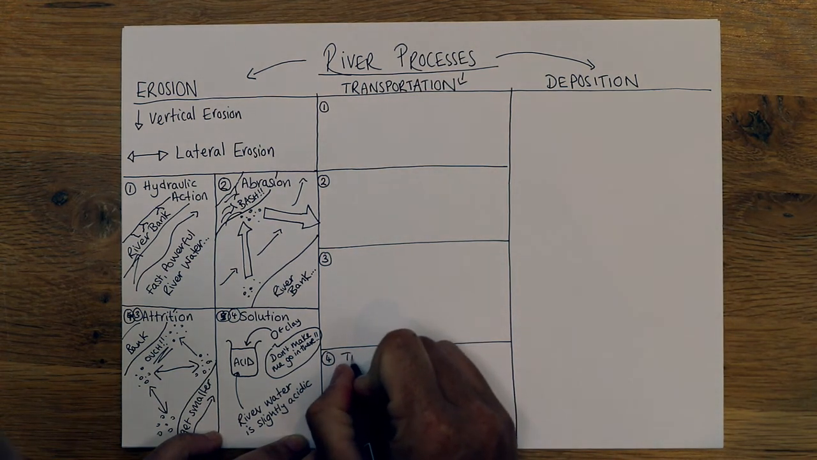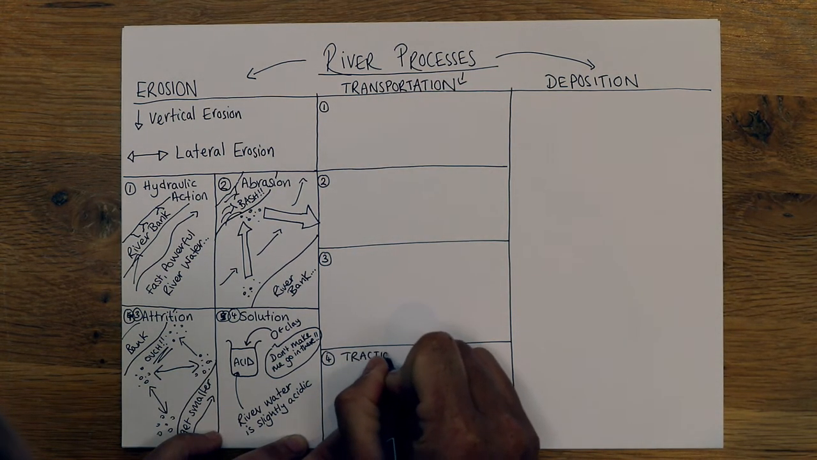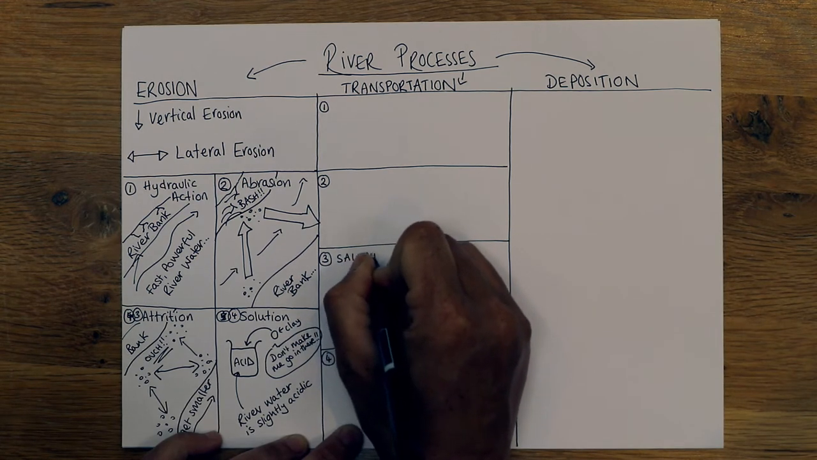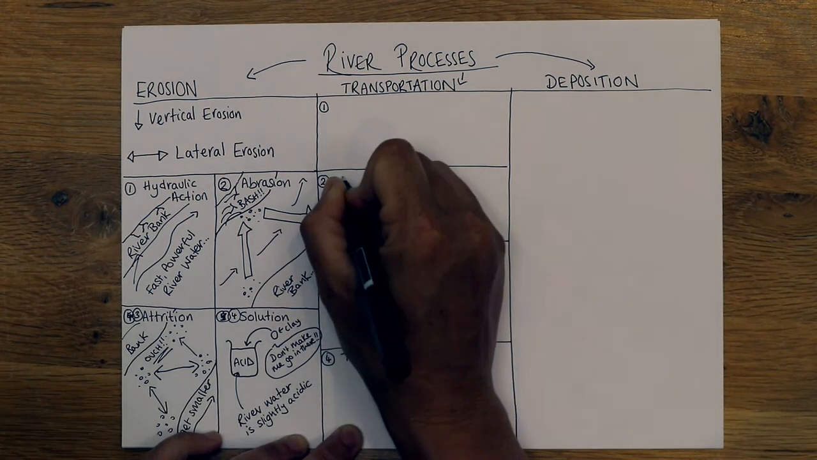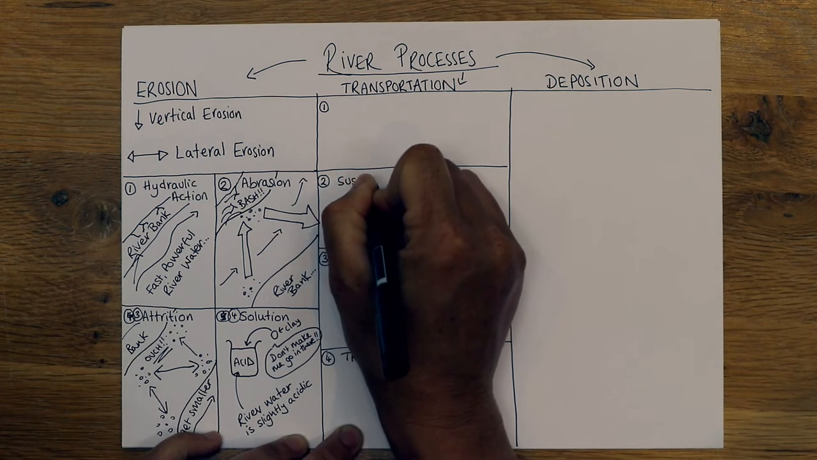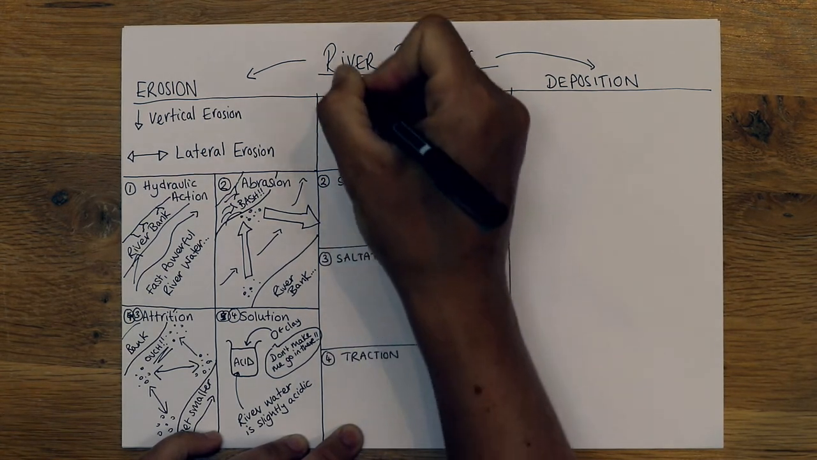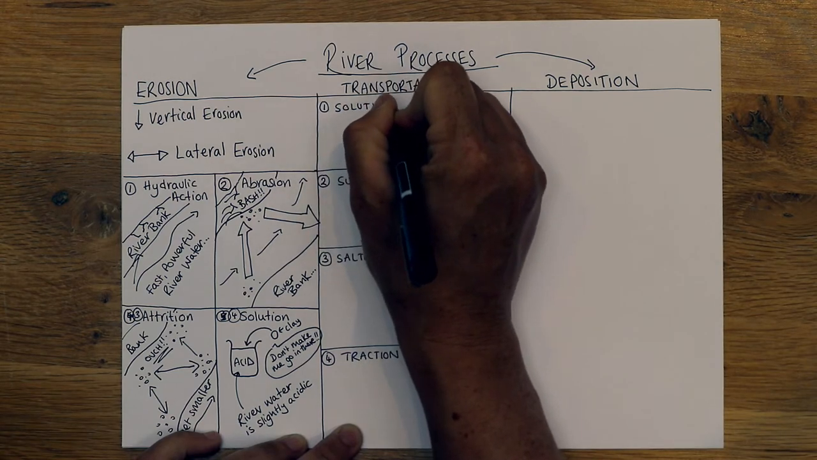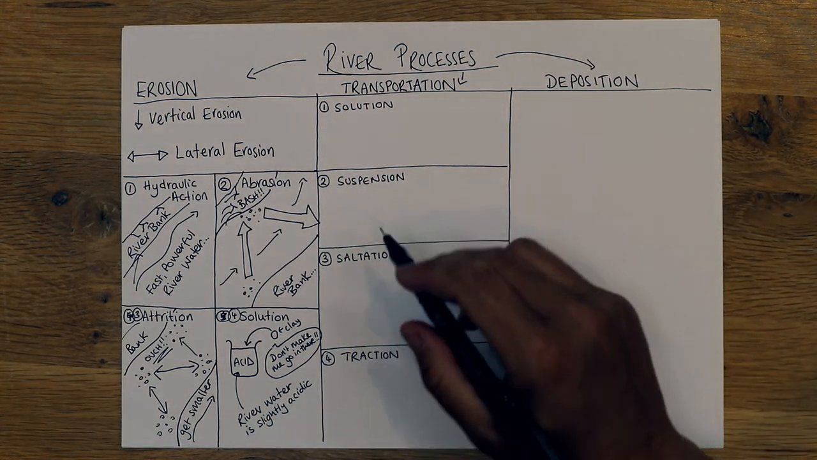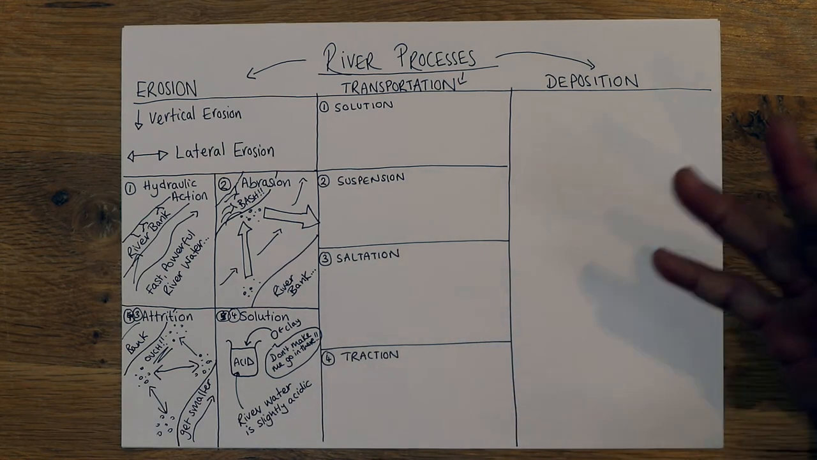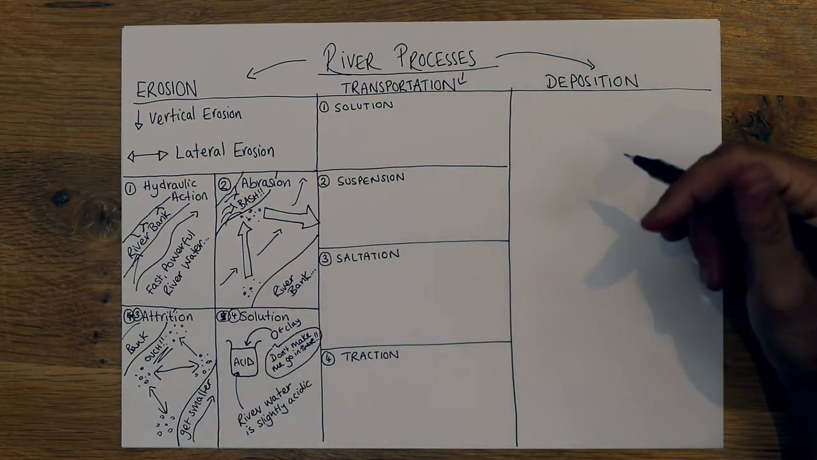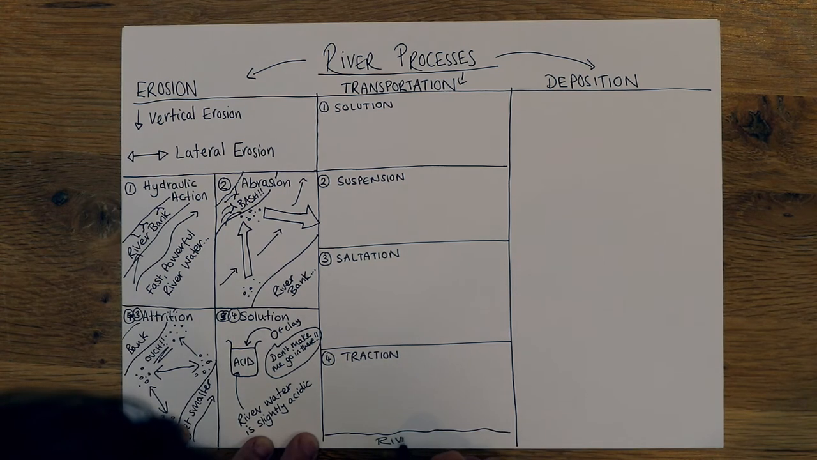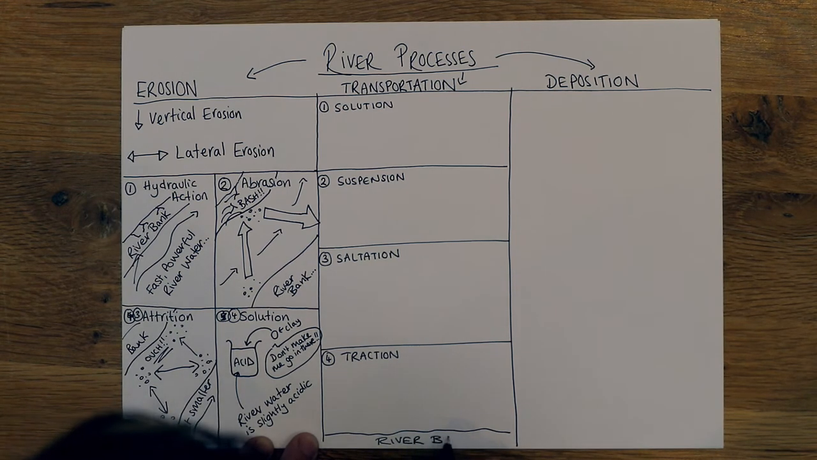So the bottom one is called traction. Then it's saltation. Then it's suspension. And at the top, we're going to have solution. What's that you say? The same word? Yep, it's the same word, but it's a different, well, not a different meaning, but it's a movement meaning. Now, if we just draw riverbed, so this is the bottom of the river.